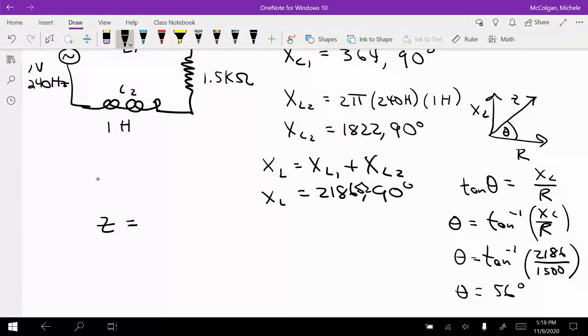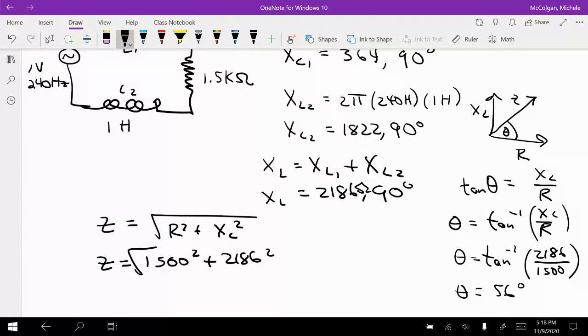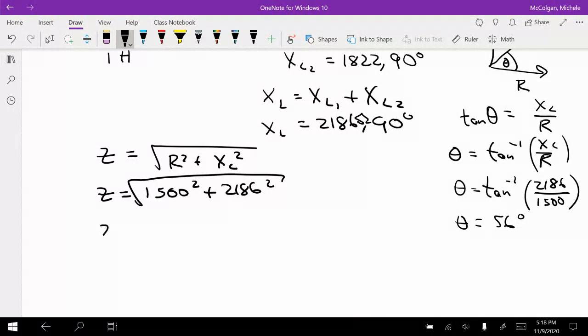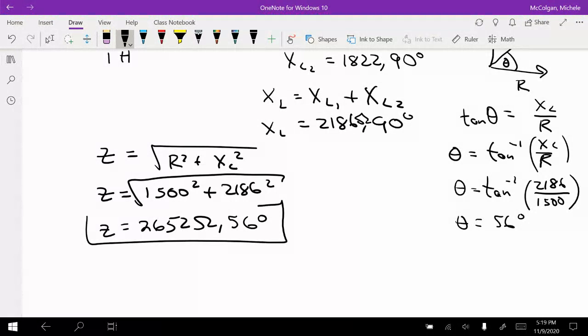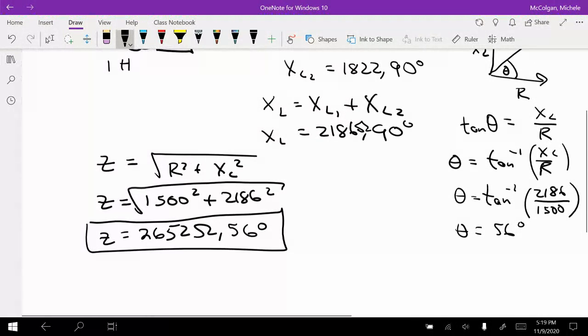And so the magnitude of Z is equal to the square root of R squared plus this total XL squared. So Z is equal to the square root of 1500 squared plus 2186 squared. So Z is equal to 2652 ohms, and the angle is 56 degrees. And so we're just calculating the impedance. We could go on to calculate the current by taking the voltage, which we weren't given, and dividing it by that Z.